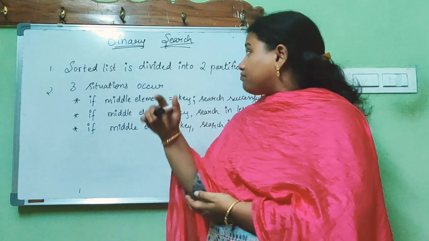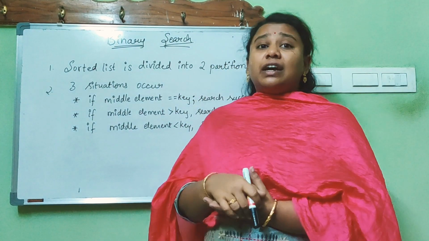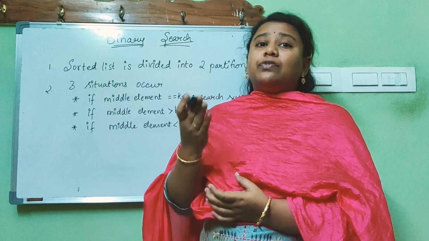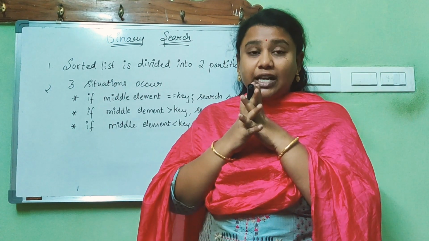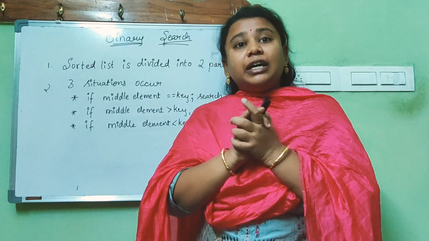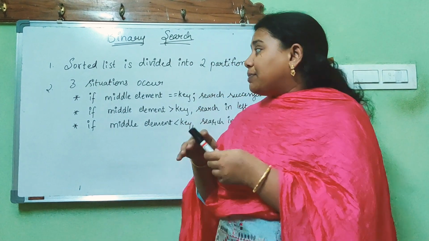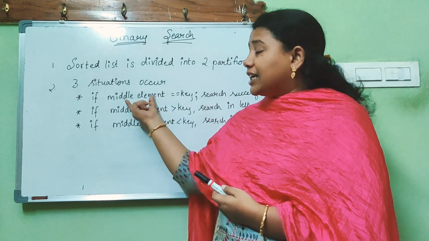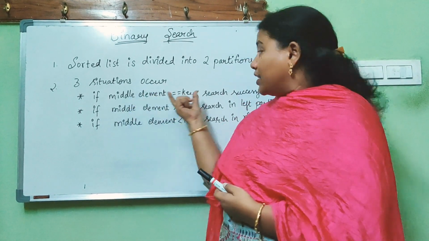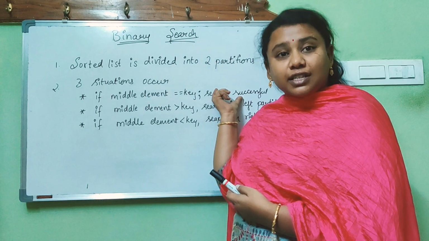So what is the next case? Every time we go for an iteration, we are going to divide the list into two partitions and calculate the middle element. Now, if the key element we are trying to search is directly the middle element itself, we will say that the search is successful.